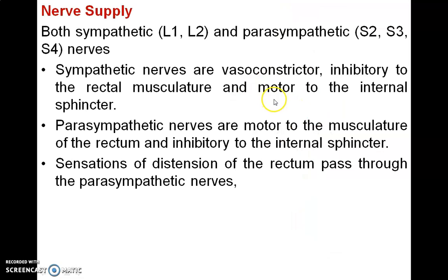Nerve supply. Nerve supply is by both sympathetic and parasympathetic. Sympathetic is vasoconstrictor and it is motor to the sphincter. It is inhibitory to the other rectal musculature. Parasympathetic has the opposite action: motor to the musculature and inhibitory to the internal sphincter.